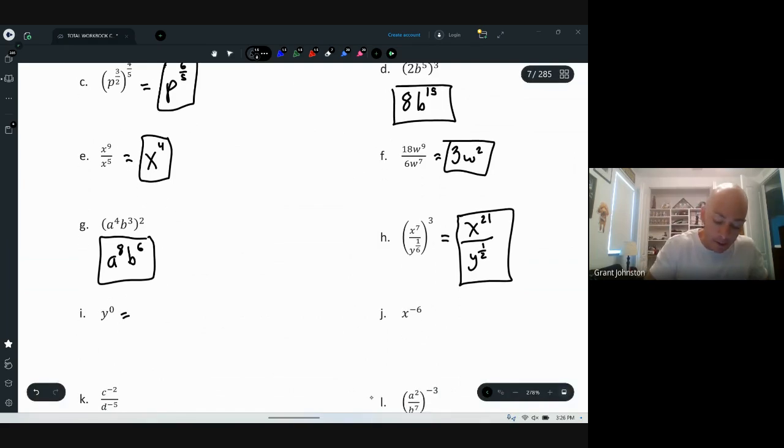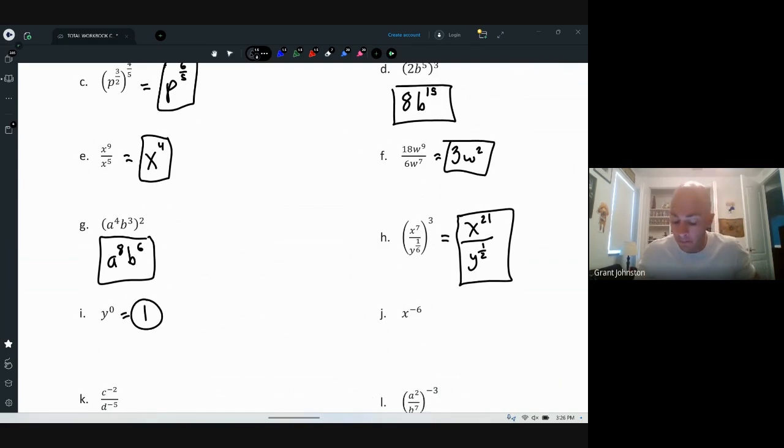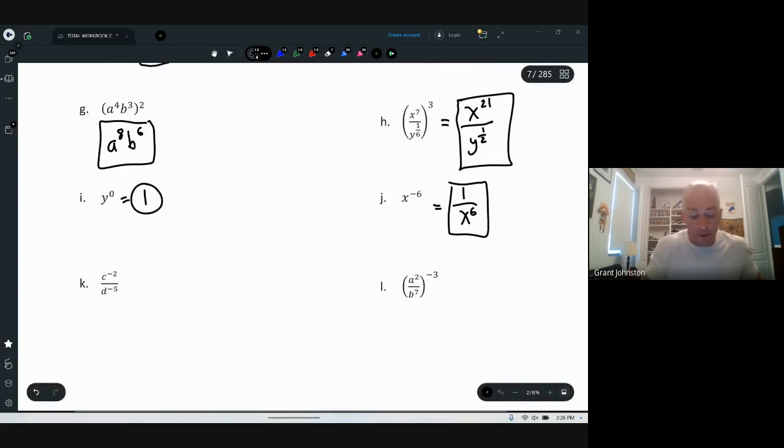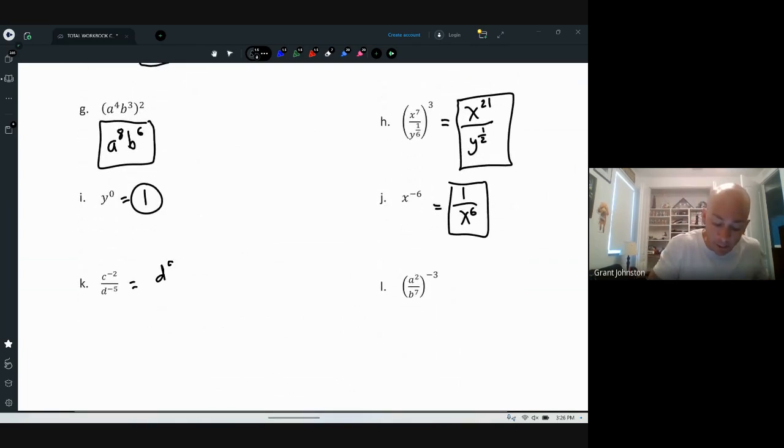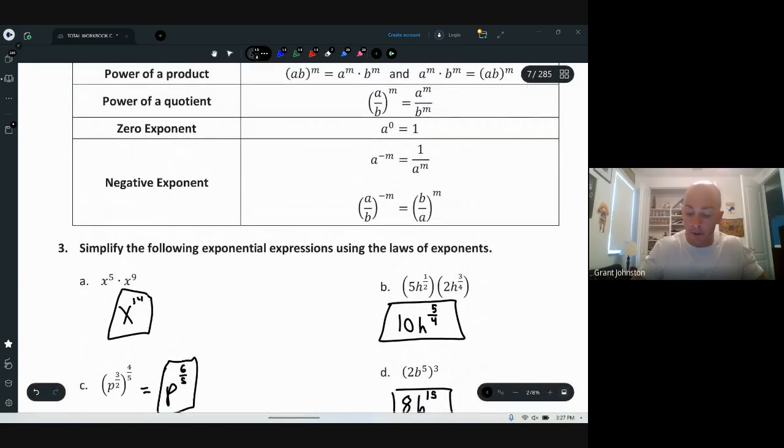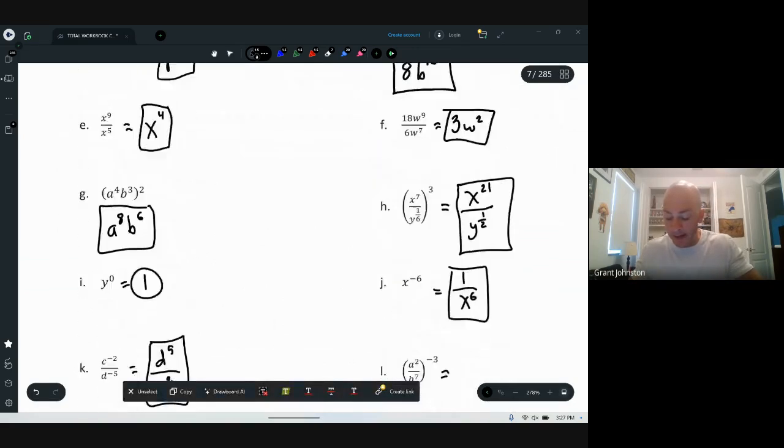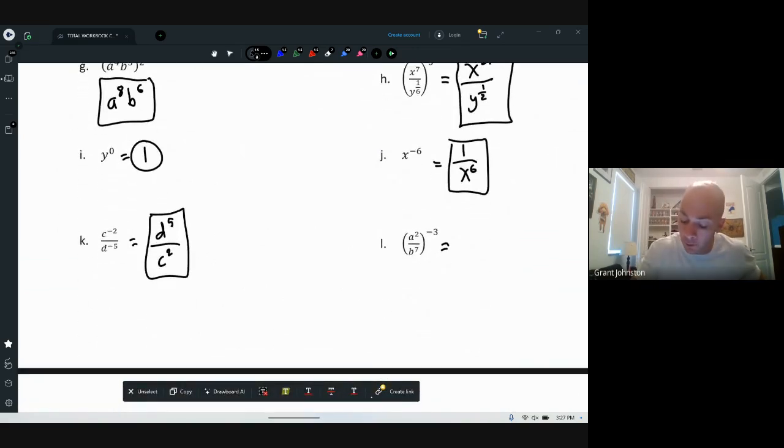Anything to the 0th power is 1. That's always easy. This we can convert into 1 over x to the positive 6. And we recently talked about this. The d to the 5 will come up because it's negative, and c to the 2 will come down. This one, you can take a couple different approaches. You can use either of these properties here. But I kind of like to just multiply the negative 3 in first. So this can be a to the negative 6, and then b to the negative 21, and then flip them.